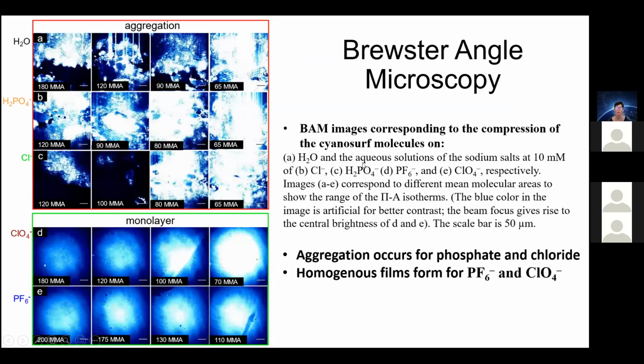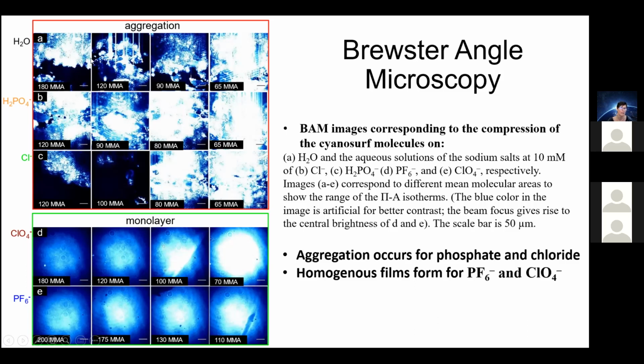So what does it look like when we do the Brewster angle microscopy? What I have here at the top is aggregated with ions. So you see really a mess, right? Lots of white, lots of big aggregates at the surface. This is just on water. So even though cyanosurf has an isotherm, and there is some spread, it's really messy. At large mean molecular area, there are definitely big islands of aggregates throughout. On H2PO4, even though we did not see any interaction with the isotherm, lots of aggregates.